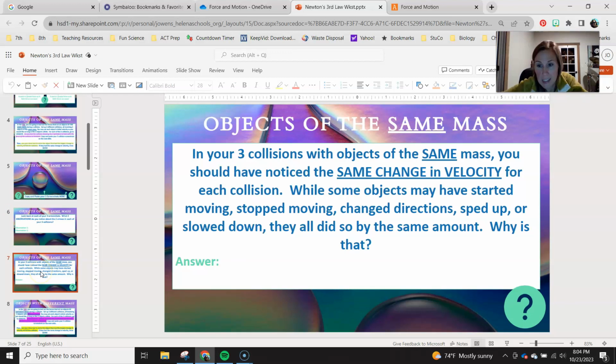In your 3 collisions with the objects of the same mass, you should have noticed the same change in velocity for each collision. Again, because that's the same mass. While some objects may have started moving, stopped moving, changed direction, sped up, or slowed down, they all did so by the same amount. Why is that? So think about why they all had the same change.